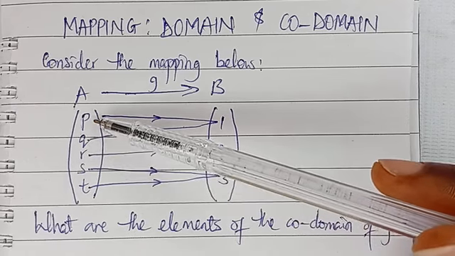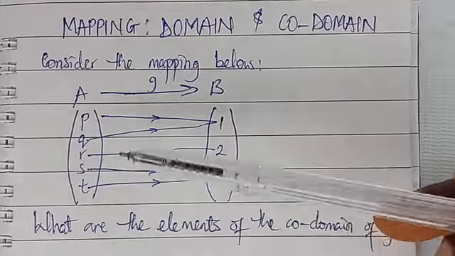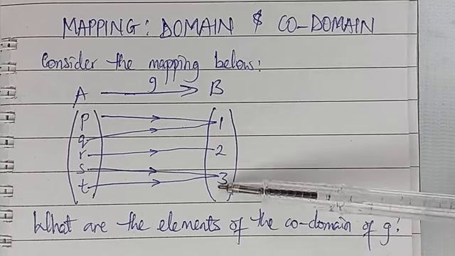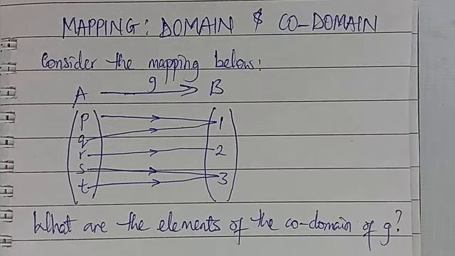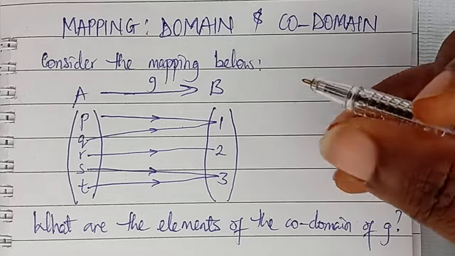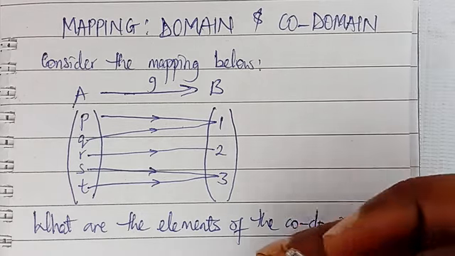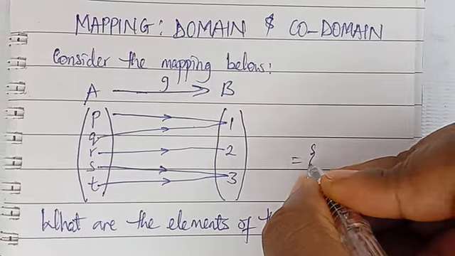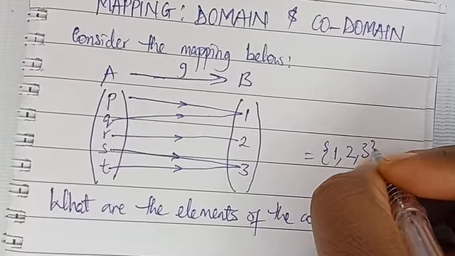Okay, we can see that every element here has a codomain element it's related to. So this is a mapping. We have been asked what the elements of the codomain are. Elements of the codomain are 1, 2, 3. So the elements of the codomain of G is equal to this set of numbers 1, 2, and 3.